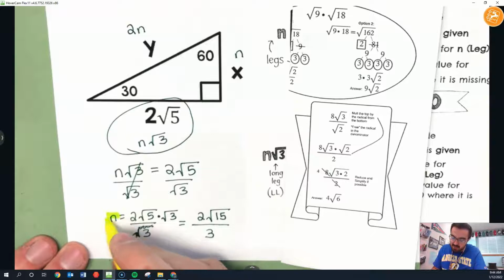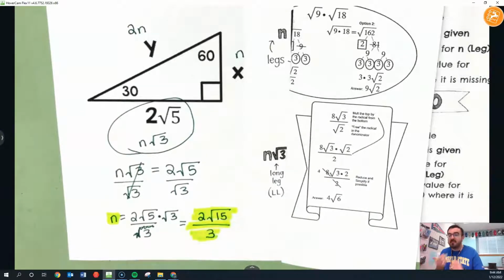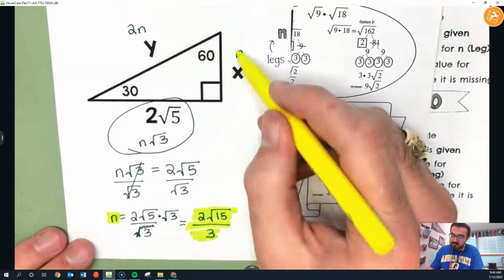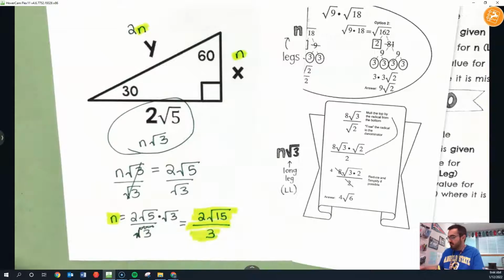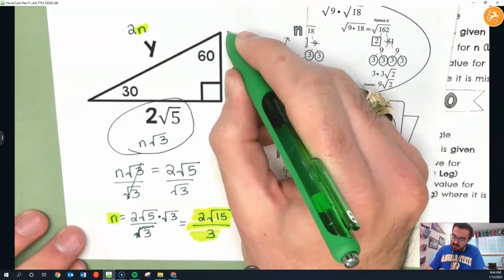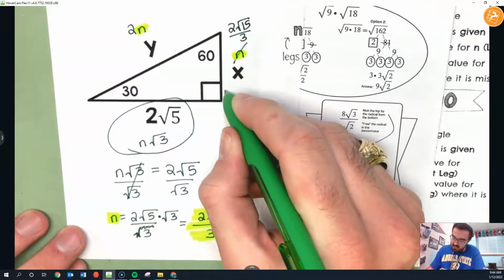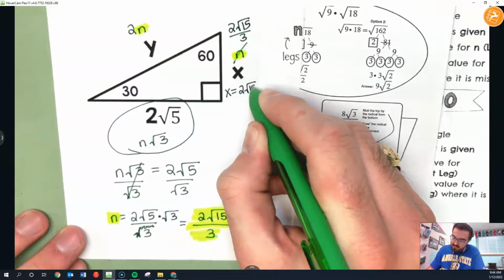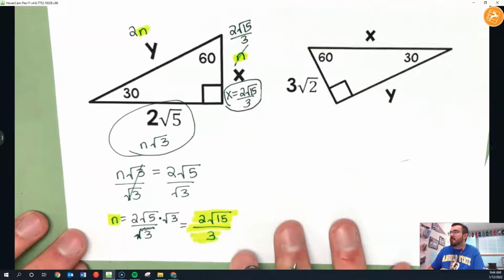But basically, here's what we have. We have n equaling all of this madness. Now, it looks like a lot, but it is a lot. That's what n equals, though. That's what we just figured out. 2 over 3 can't be simplified, by the way. That's why I'm just sticking with it. So now, wherever I see n, I'm going to replace it with that. So instead of n right here, I'm going to replace those both. So instead of n, I'm going to have all this. So that's going to equal x. x equals 2 root 15 over 3. Okay?